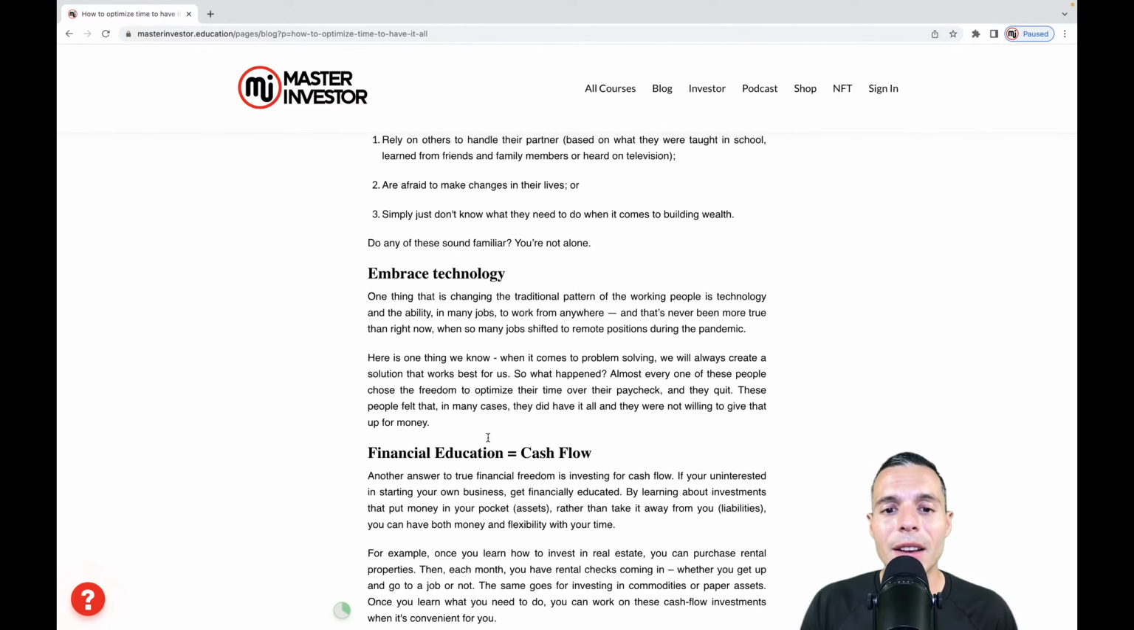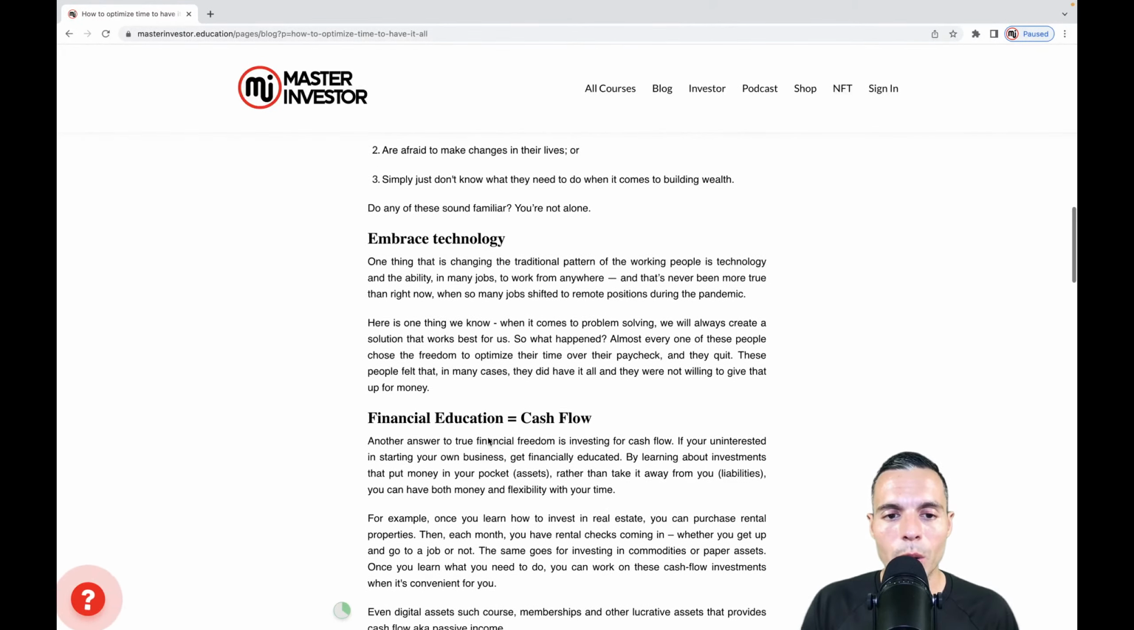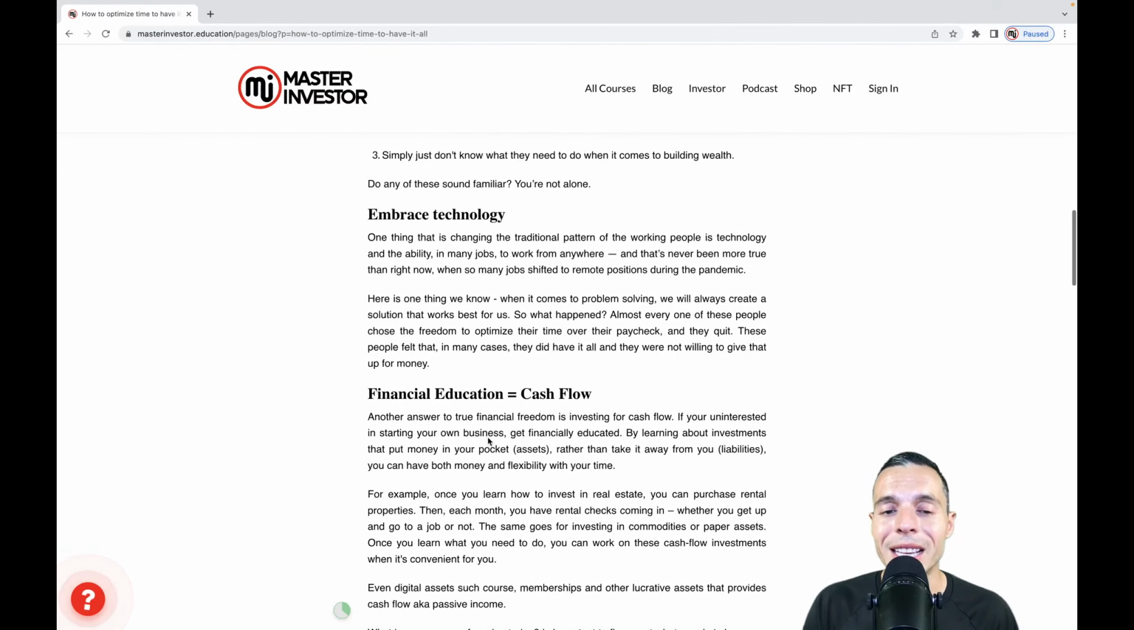Do any of this sound familiar? You're not alone. Embrace technology. One thing that is changing the traditional pattern of the working people is technology and the ability in many jobs to work from anywhere. And that's never been more true than right now, when so many jobs shifted to remote positions during the pandemic.